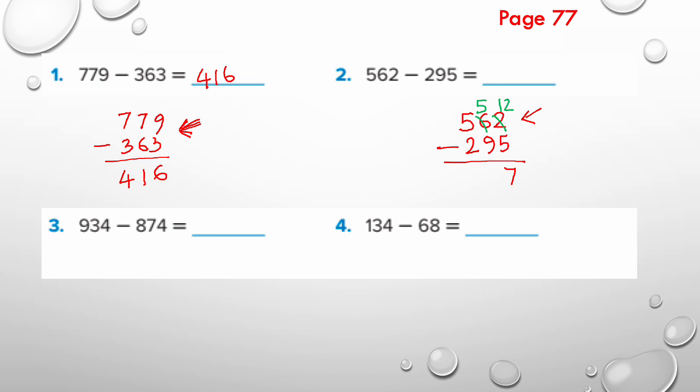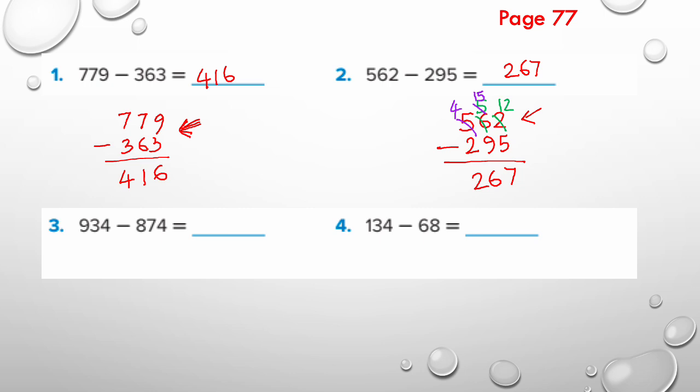Now you have 5 and 9 here. Again there's the same problem. 5 is a small number, saghira, 9 kabira. 4 is not the answer. You need to borrow again. So we look for borrowing from 5. So this will become 4 and this 5 will become 15. Now 15 minus 9. What is 15 minus 9? 9 is taken away from 15, the answer is 6. And the 4 minus 2 is 2. The answer is 267. Okay.